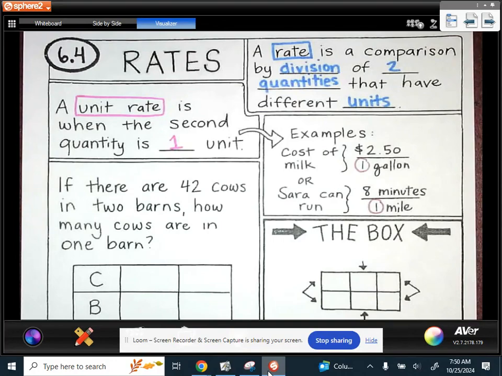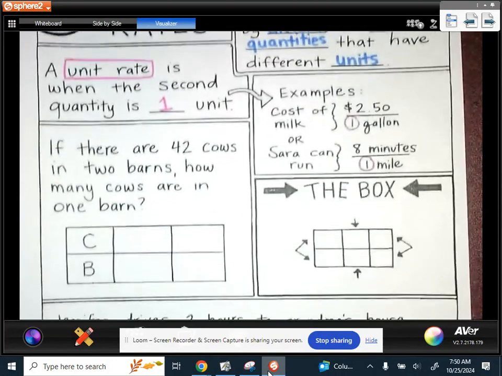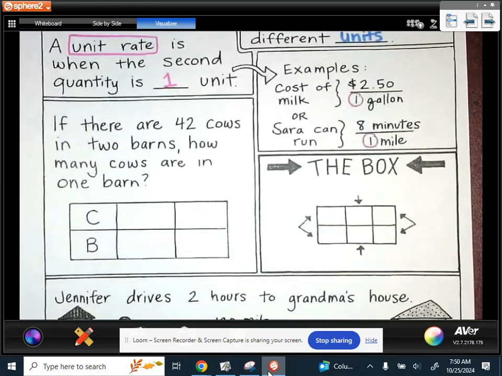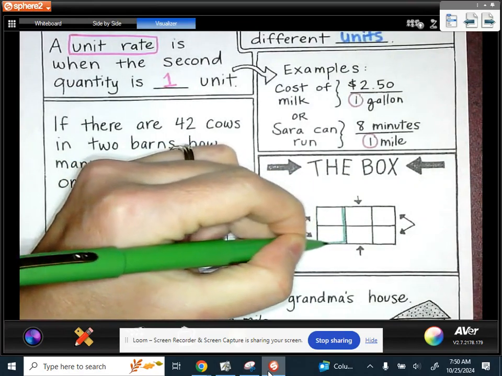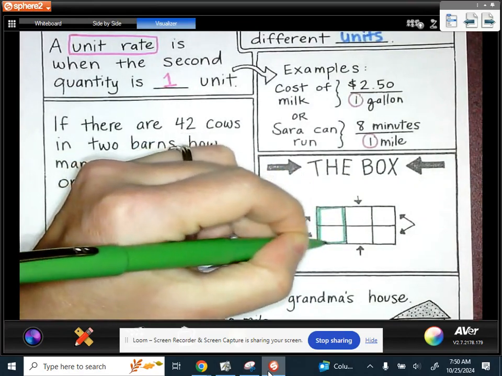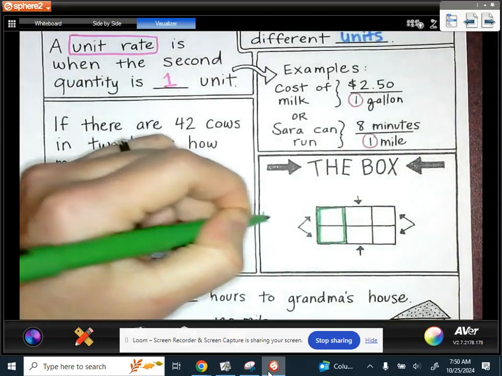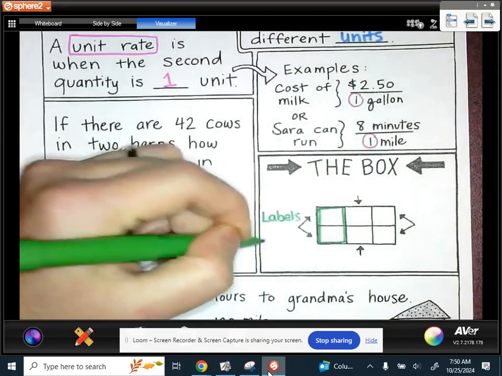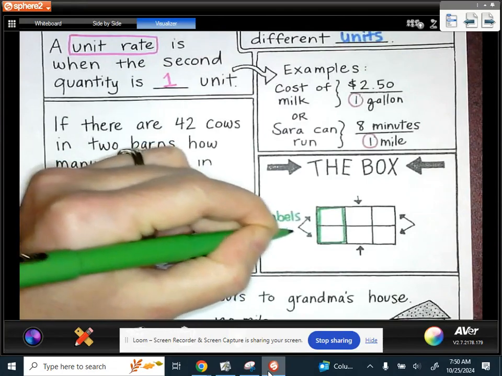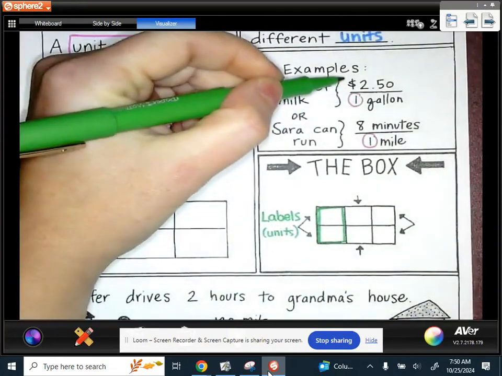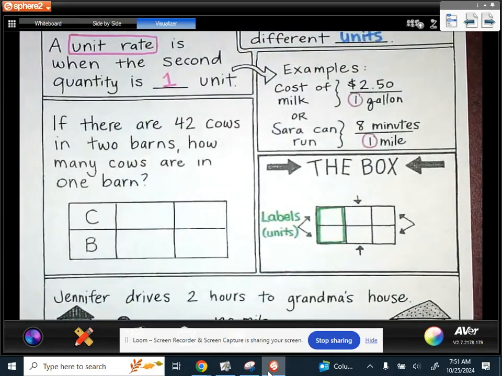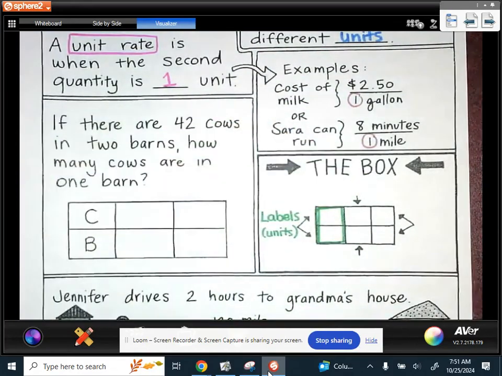And so to solve these problems that we're going to be doing with rates, we're going to use the box. You may have seen the box before. So let's remind ourselves how we use the box. These first two sections of the box are for your labels. That is, what are the two units in the problem? So if it's about money and gallons, those would be your labels. Or if it's about minutes and miles, those would be your labels. You can usually find those right after the numbers. Not always, but usually right after the numbers.